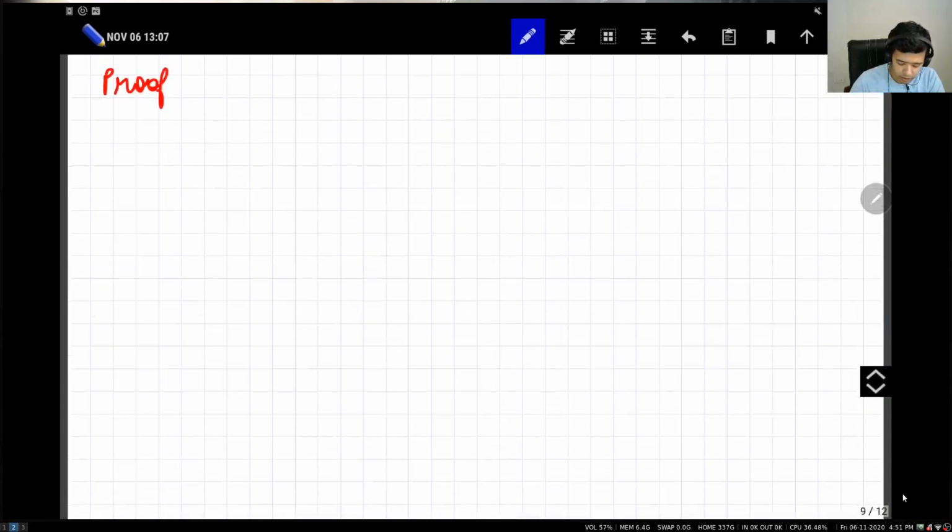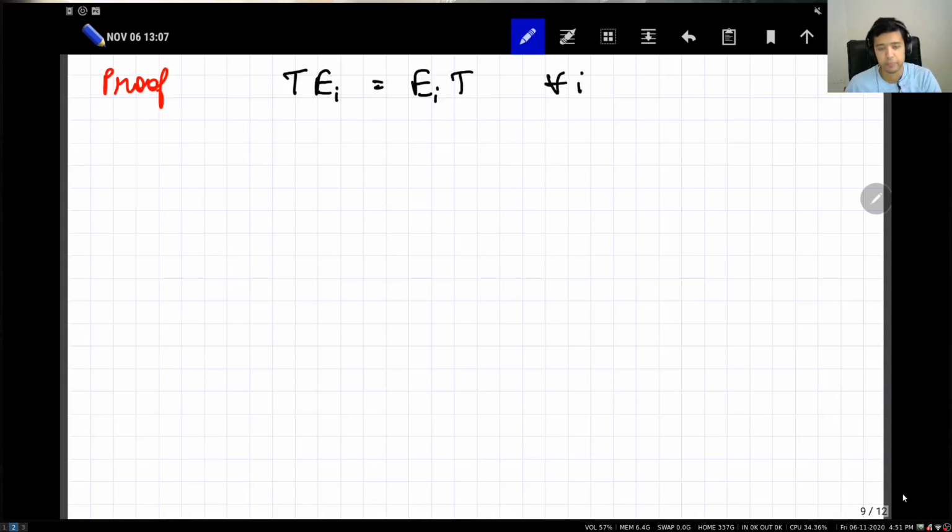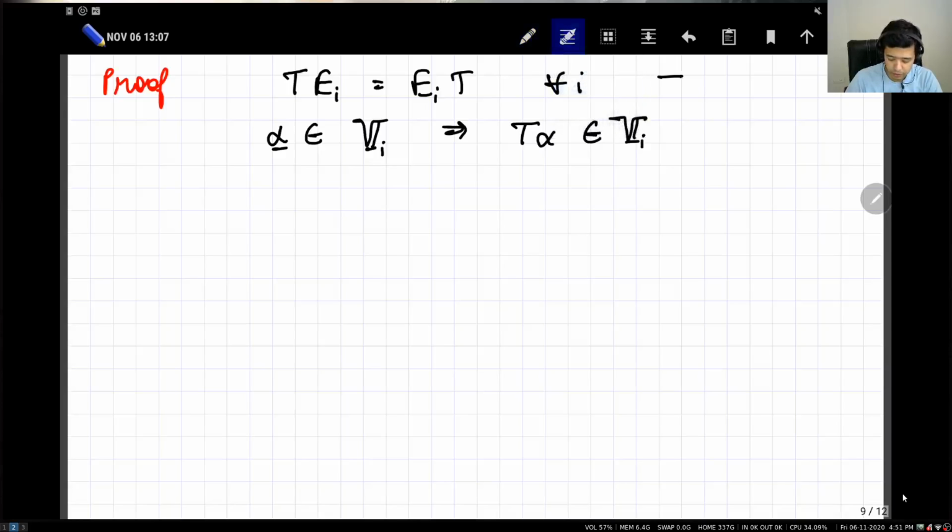Okay, let's say that T Ei equals Ei times T for all i, right? And what we want to prove is that each Vi is T invariant. So basically, if alpha belongs to Vi, then T times alpha is also in Vi, right? So this is what we want to prove. This is what we know. This is what we want to prove, right?